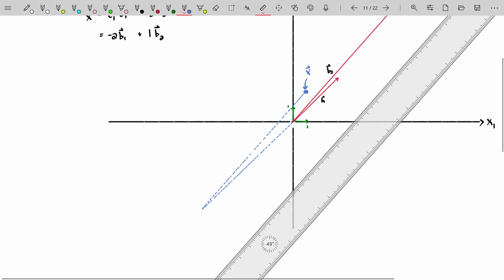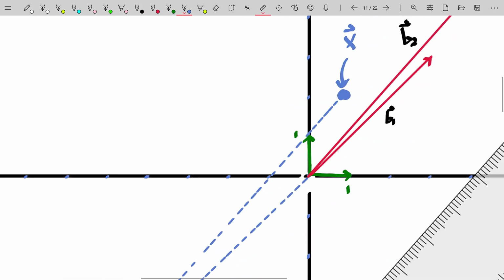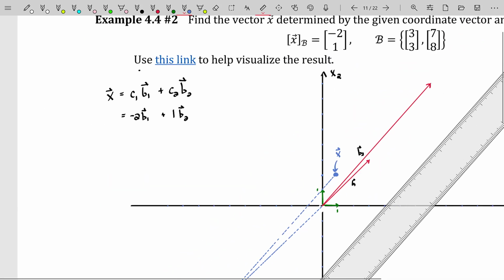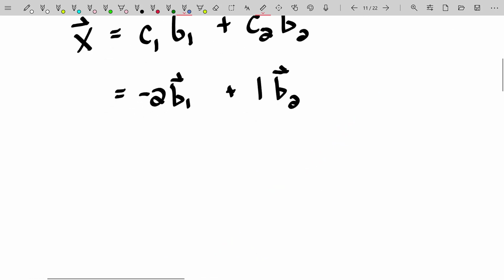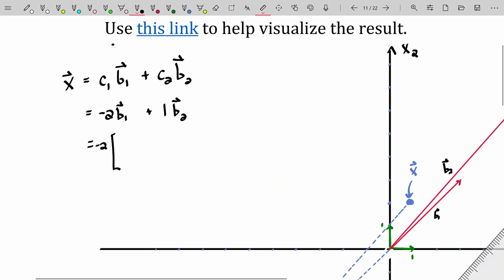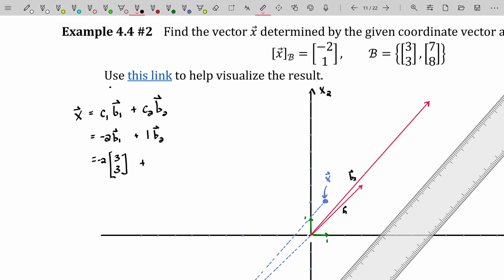Now visually that vector looks like 1, 2, right? Over 1, up 2. However, let's see if that's actually what it is. Well, I know mechanically it's going to be -2 times the B1 vector, which is 3, 3, plus 1 of the B2 vectors, which is 7, 8, which is actually 1, 2. Thank goodness it worked out.